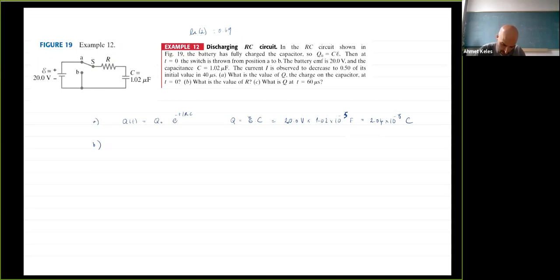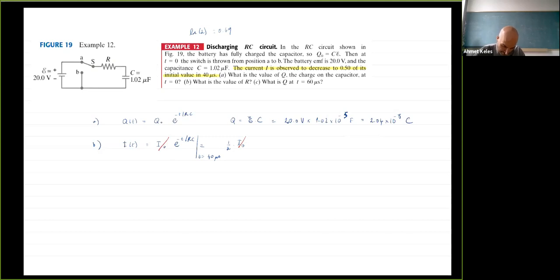Here I need to look at the question and see what information is given. The current is observed to decrease, something like that. Okay. So I of T is its maximum value, let's call it I0 consistently, times e to the minus T over RC. And they say at T equal to 40 microseconds, this is going to be equal to half of its value, I0. So cancel I0s.